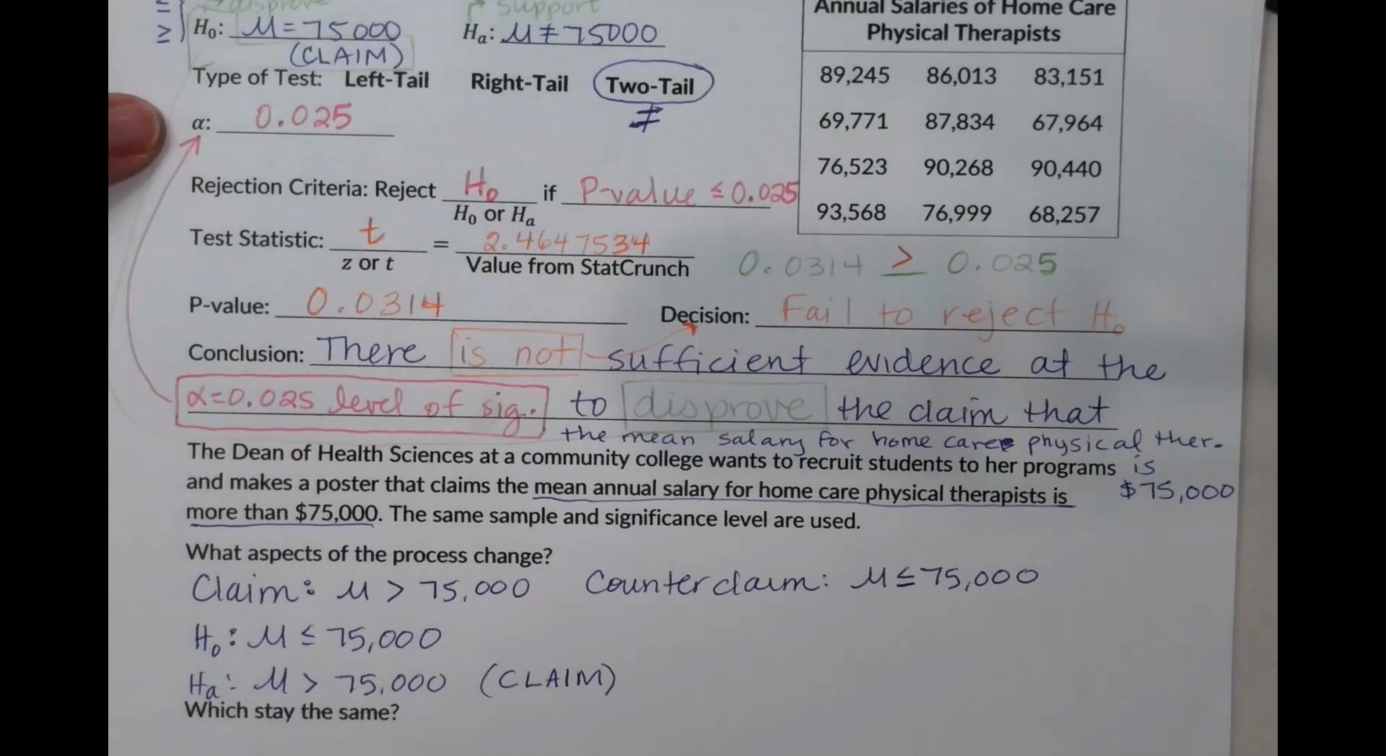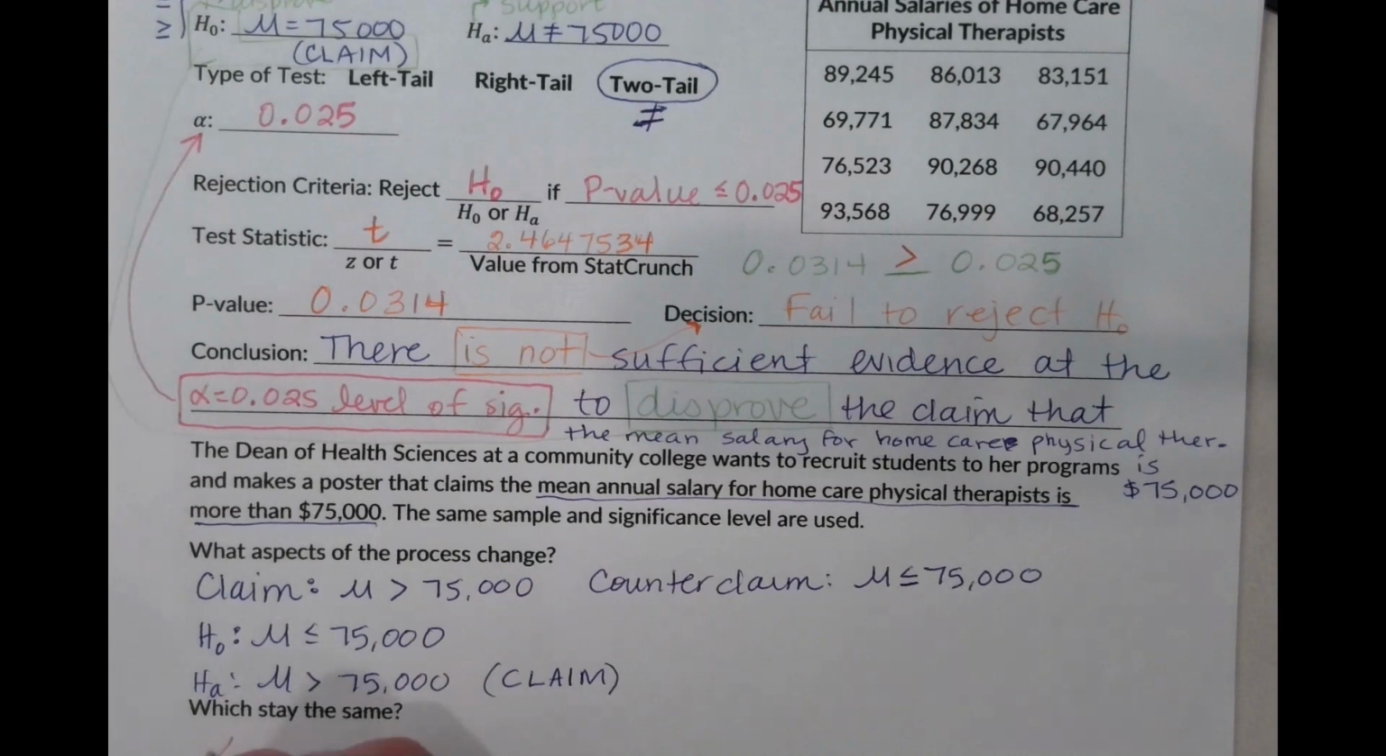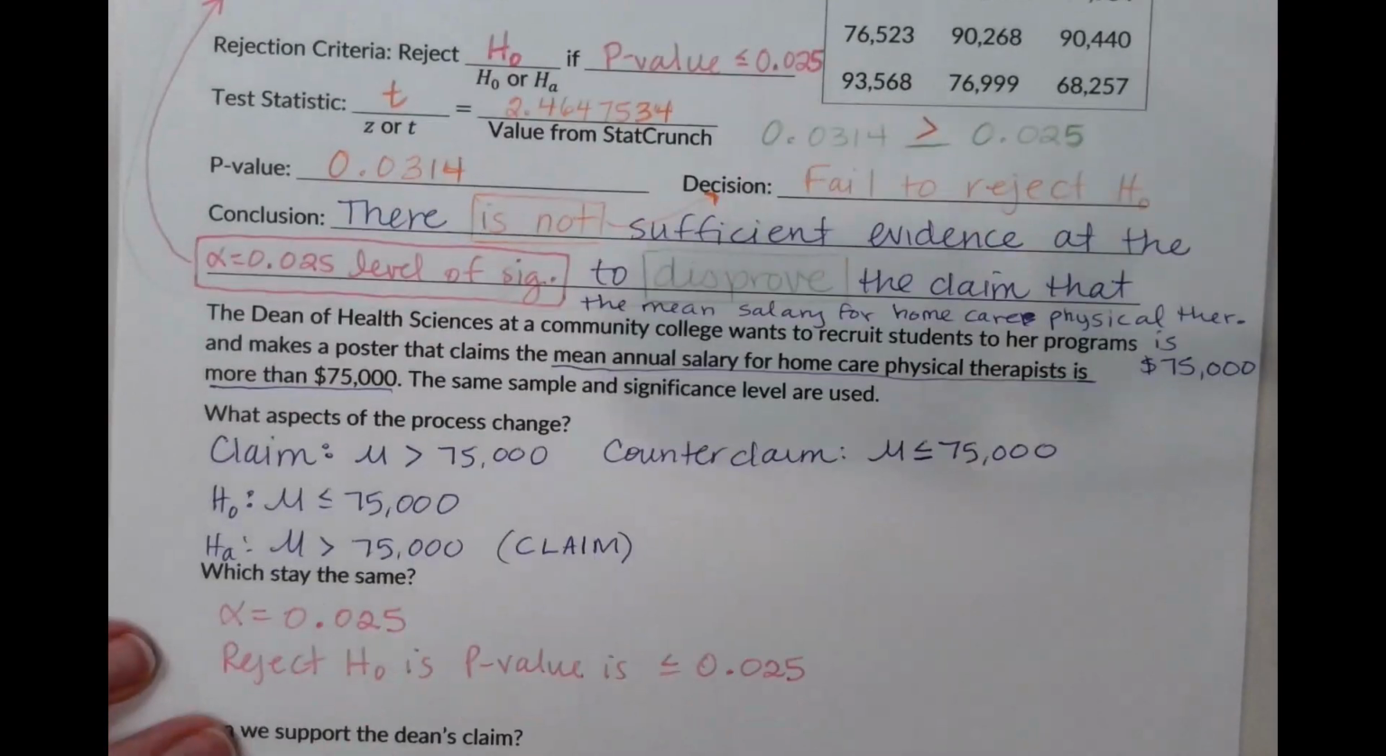The alpha, the significance level, stays the same, which means my rejection criteria. So we're going to reject the null hypothesis if our p-value is less than or equal to 0.025. That doesn't change because our significance level didn't change. Oh, can't see what I'm writing, can you? There we go.